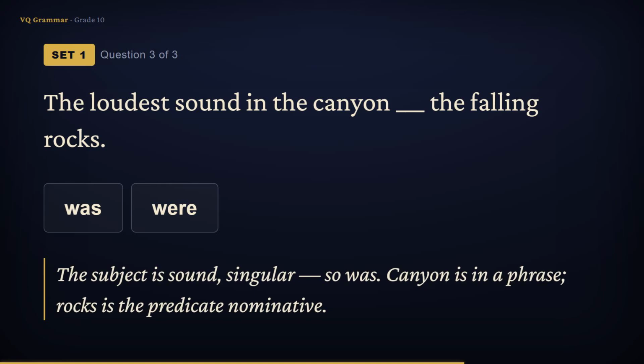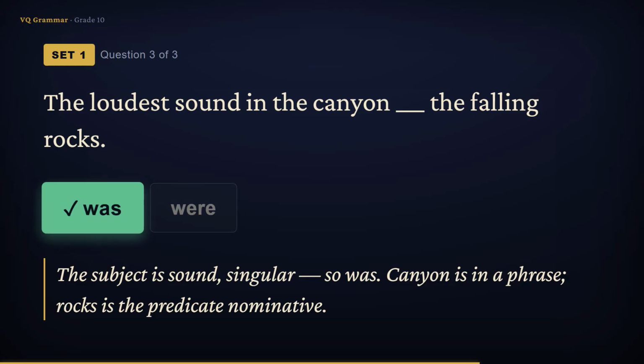Careful, 2 nouns are tugging at you here. In the canyon is just a prepositional phrase, and rocks comes after the verb. Strip both away and the subject is sound, which is singular, so the answer is was.